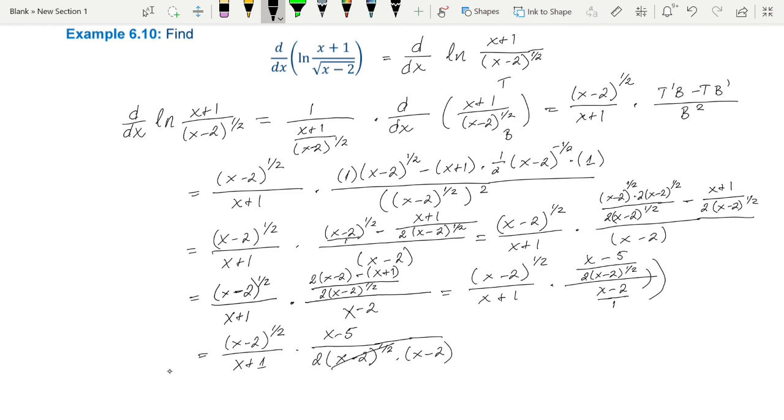And oh, isn't this nice? Look, these two guys cancel out, and all I'm left with is 1 times x minus 5, which is x minus 5, divided by 2 times x plus 1 times x minus 2. So this is it. This is a simplified version of the answer.